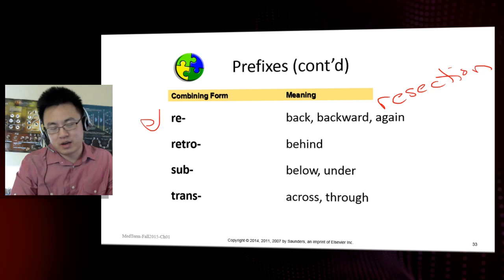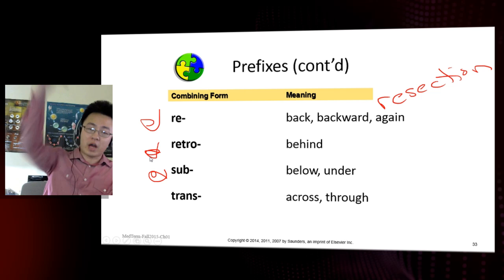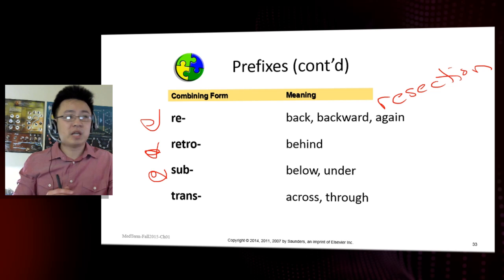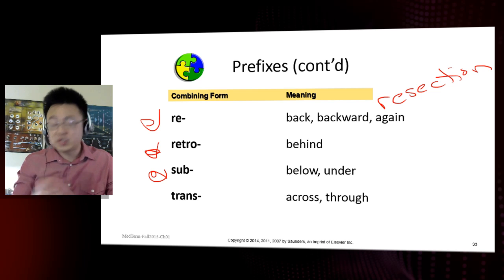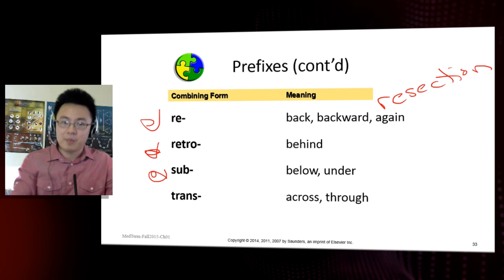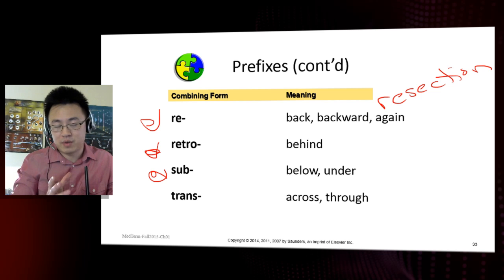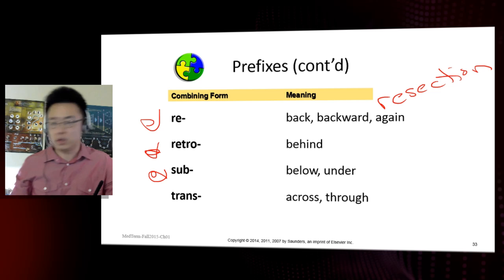Oh, here's a cool word. I just like this. Retro, which means behind. Sub, which means below or under in terms of positioning, like subhepatic, which means pertaining to below the liver. Or like submarine. That kind of sub position. But you don't say someone is hyperglycemic, which means having an abnormal blood condition of excessive blood sugar levels. You don't use subglycemic for hypoglycemic, because sub is positional, right?